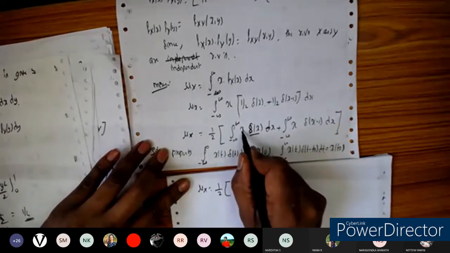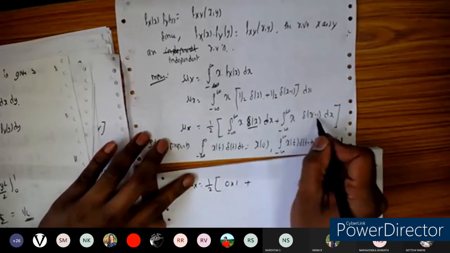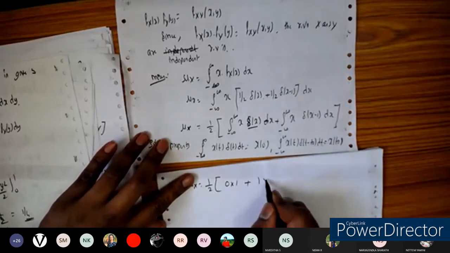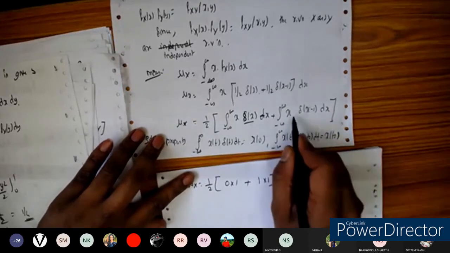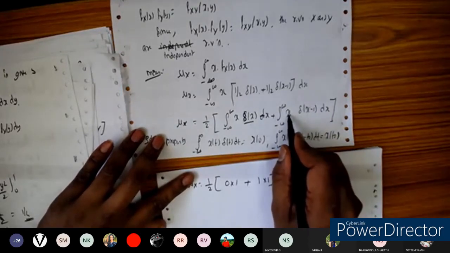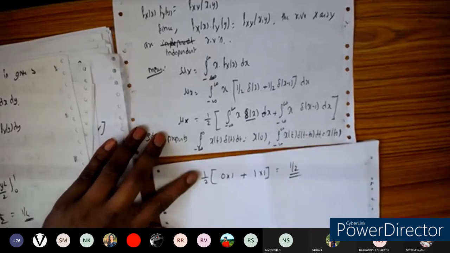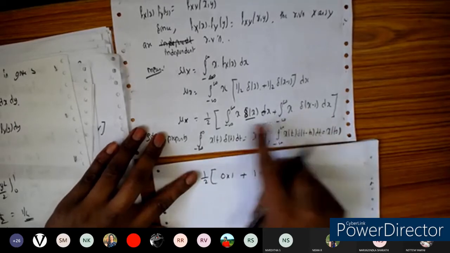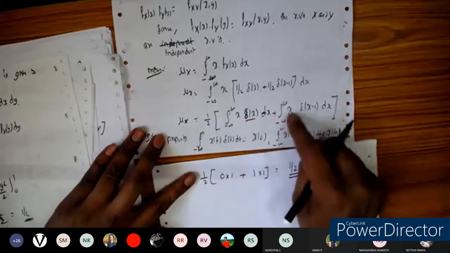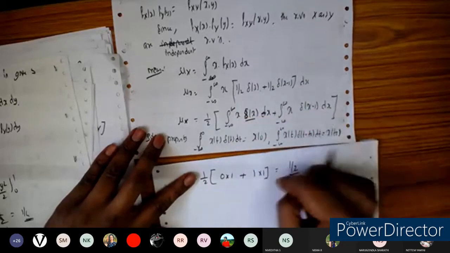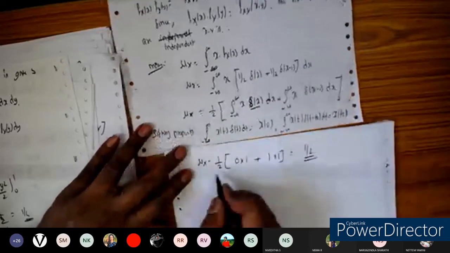I'm substituting the value of x here, x is equal to 0 multiplied by 1, plus the delta is 1 at x is equal to 1, so 1 multiplied by 1 will come here as per the shifting property. This is x of t naught, where t naught is 1 here. So at x is equal to 0, 0 into delta of 0, which is 1, gives 0. At x is equal to 1, 1 multiplied by 1 gives 1. So the answer will be 1 by 2. That is the mean of the random variable x.